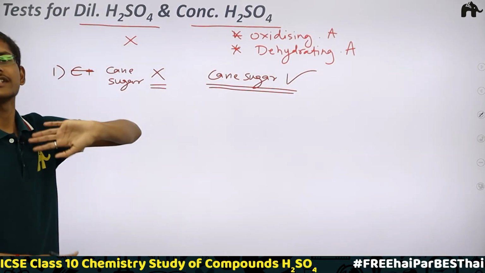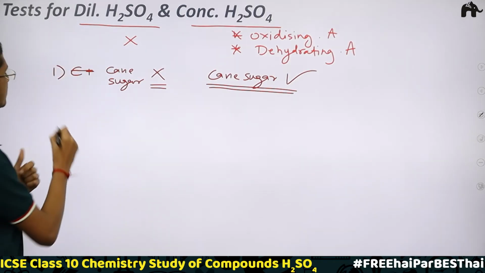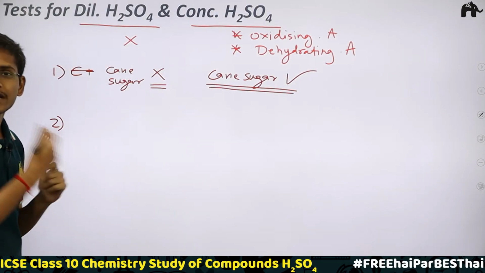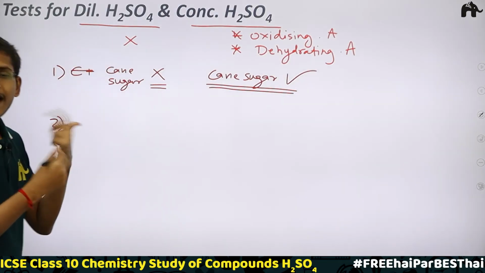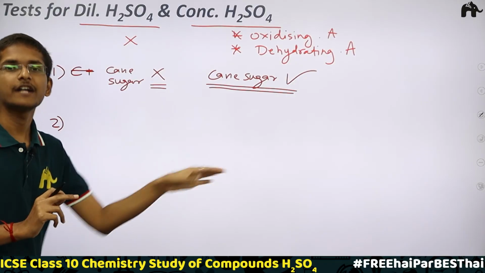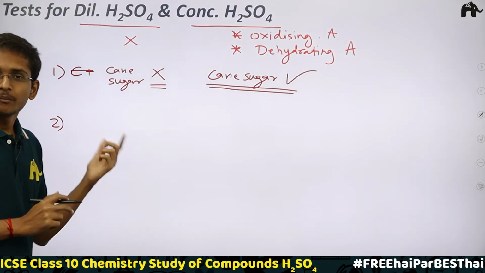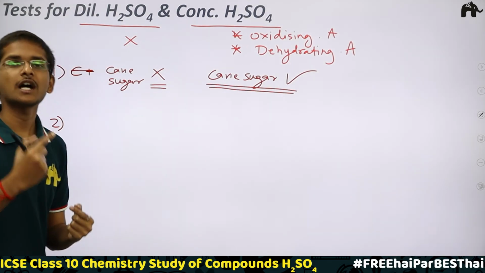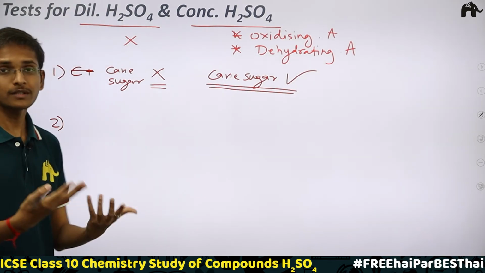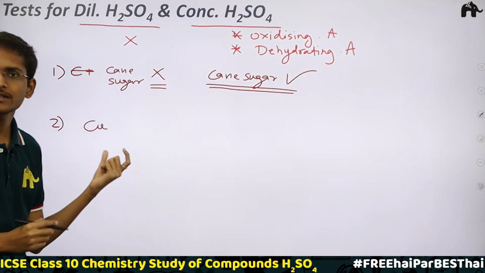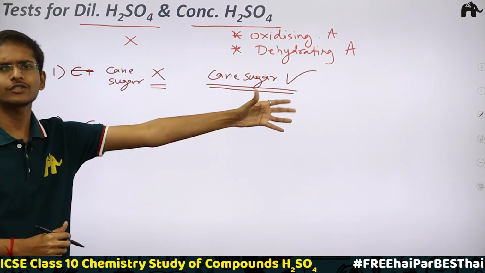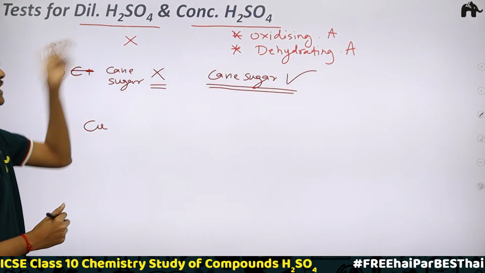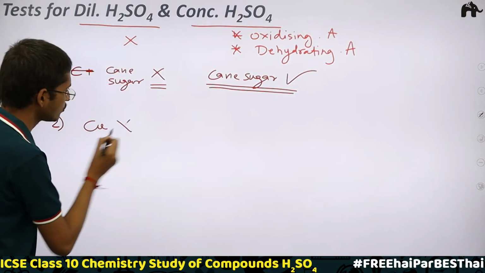Another one is based on the oxidizing property. If I take copper with dilute sulfuric acid, it won't show oxidizing property. Instead, we know that dilute sulfuric acid reacts with metals and gives off hydrogen gas, along with metal sulfate. But we also know that dilute sulfuric acid reacts only with those metals which are above hydrogen in the electrochemical series, and copper is below hydrogen in the electrochemical series. We have just seen the electrochemical series a few slides back. Just below hydrogen is copper, and dilute sulfuric acid doesn't react with copper. So it won't show any reaction with copper.